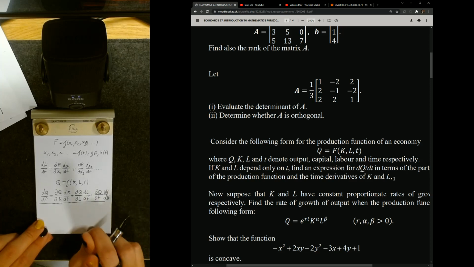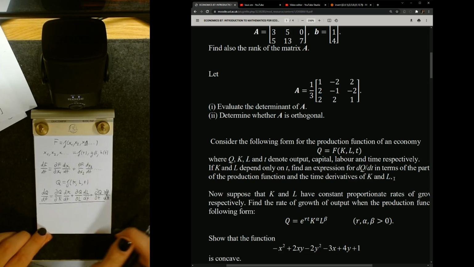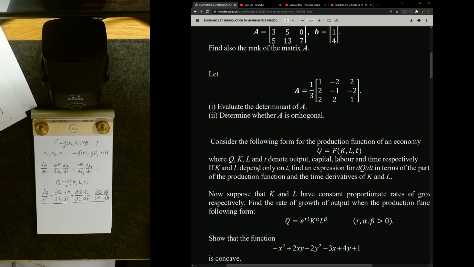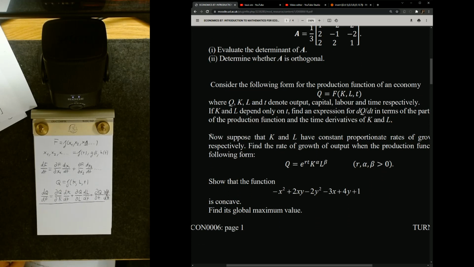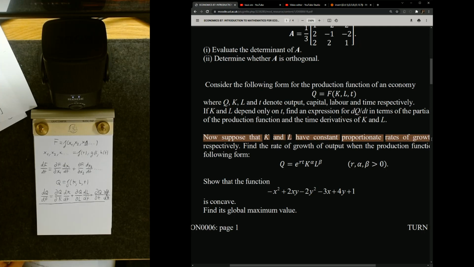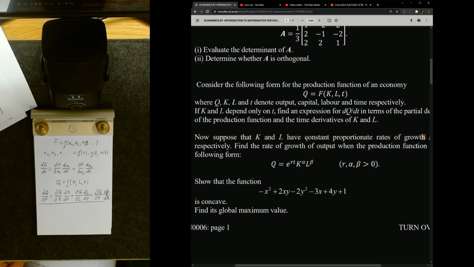Now, this is the area where I messed up, so just take notice. Look at what it says here. Now suppose that K and L have constant proportionate rates of growth. Okay, I'm going to highlight that: constant proportionate rates of growth. This is where I messed up.